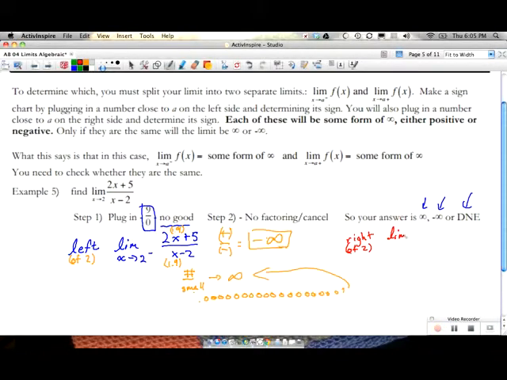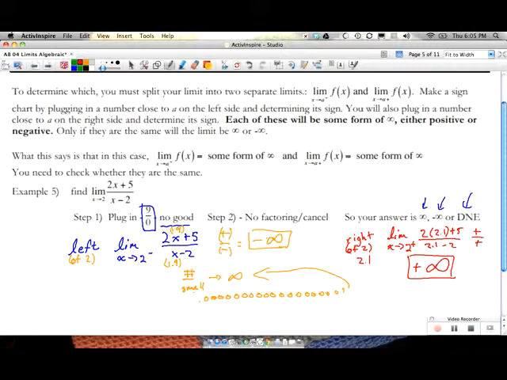So that means the limit as x approaches 2 from the right. And if we're doing that, let's pick a number that's on the right side of 2. How about 2.1? So that means we're looking at 2 times 2.1 plus 5 over 2.1 minus 2. Well, the top is still going to be positive, but this time the bottom is also positive. So we're going to infinity, but it's going to be positive infinity.